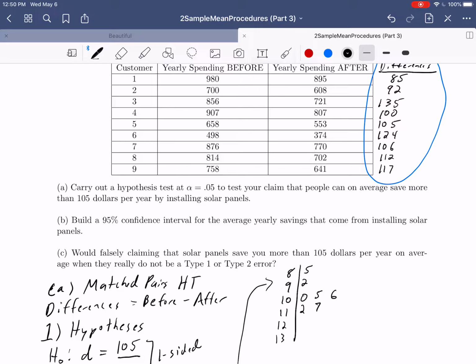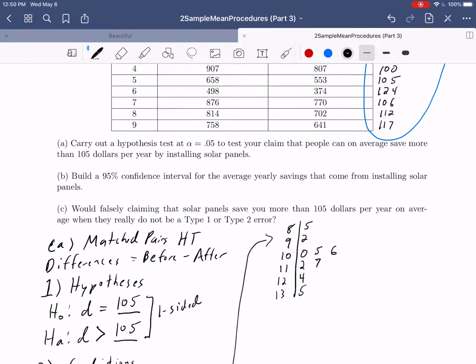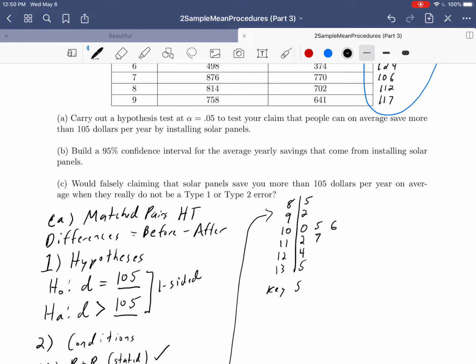And then we have a 124 and a 135. And I suppose we can put a little key there. 8|5 in this case means 85. Okay, is this the sort of thing that we're looking for?